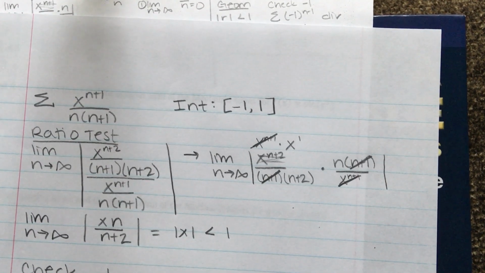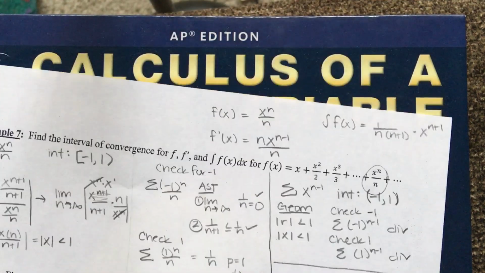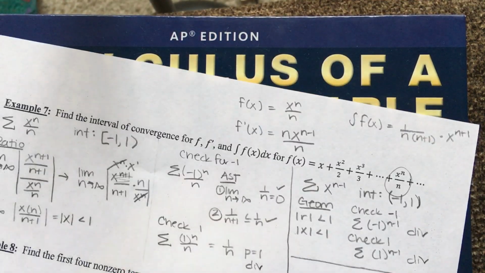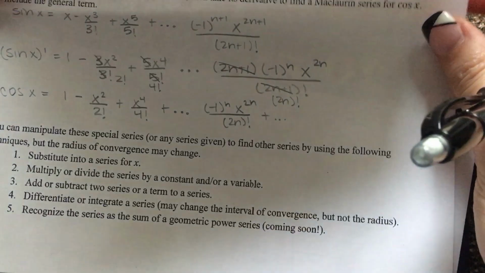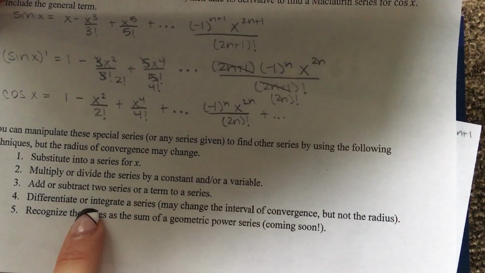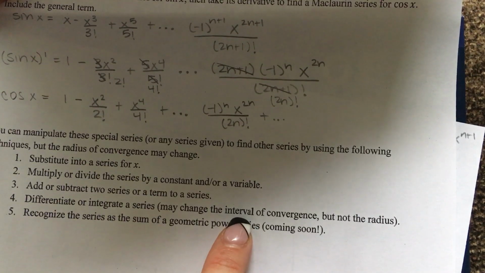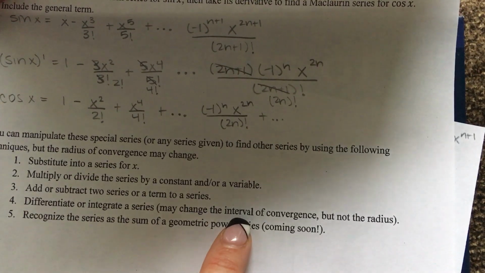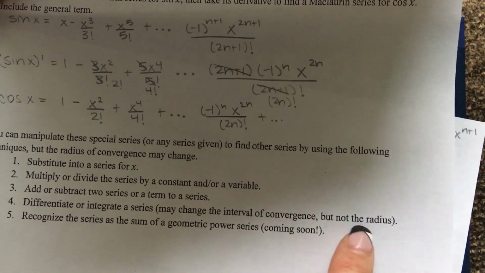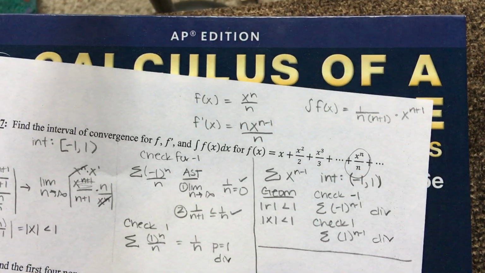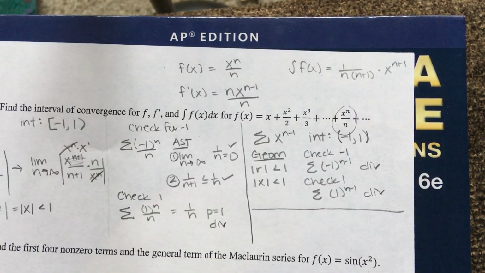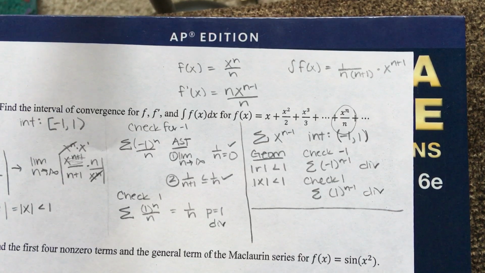All right, so what we were saying on that previous page about how when you differentiate or integrate the series, it might change the interval of convergence. We saw that. So we saw that the endpoints were included or not included, but it didn't change the radius. You'll notice that the radius on all those intervals was 1. And so that's a good thing to make note of.